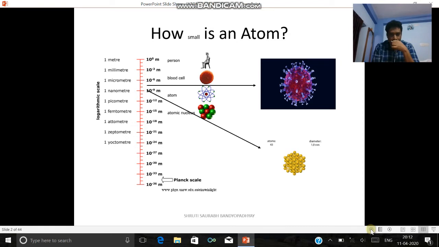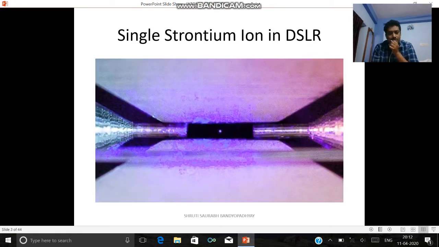Heavier atoms are typically like this, like gold atom, gold nanoparticle, this one. So we can say that atoms are actually nanoscopic, at least the heavier atoms. Have you ever seen such an atom? Well, today's technology fulfills our long cherished dream to see an atom, a single atom. For example, this image, this light is coming out from one single strontium ion.